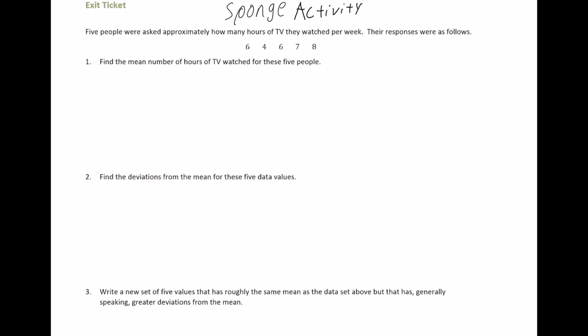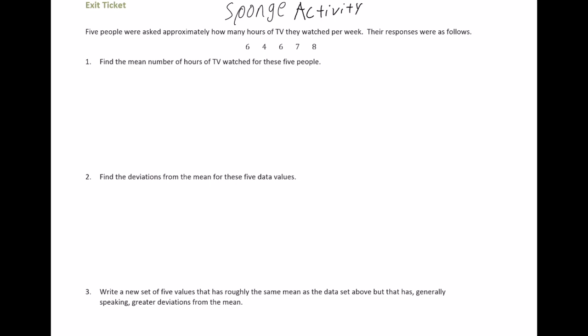Now time for the sponge. So, for the sponge today, 5 people were asked approximately how many hours of TV they watched per week. Their responses are 6, 4, 6, 7, 8. For number 1, I want you to find the mean number of hours of TV watched for these people. Number 2, find the deviations from the mean for all 5 data values.